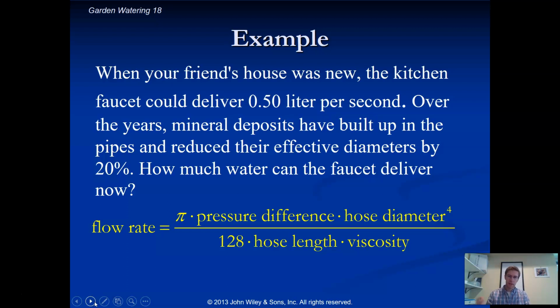So dirt and things and minerals can build up inside of your pipes. Our house is only a few years old. I've actually seen that happen a little bit already. And what happens is it can reduce the effective diameter of your pipe. So we're saying that these mineral deposits that have built up over years cause your diameter to decrease by 20%. So, again, if it was 1 inch wide, now it's only going to be 0.8 inches wide instead, across in diameter. So my question is then, what is the new flow rate?